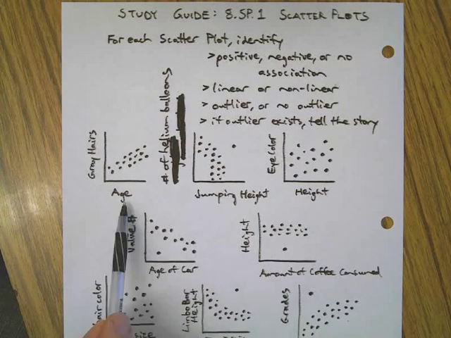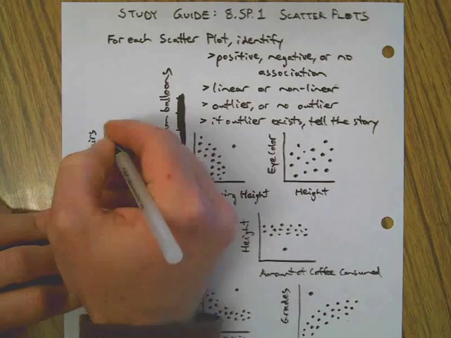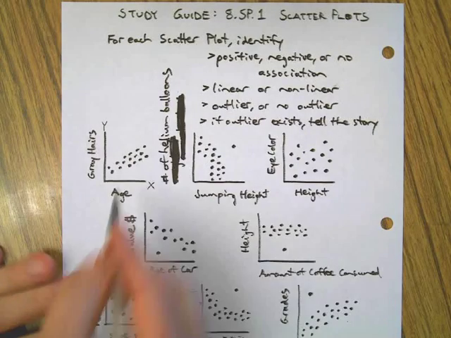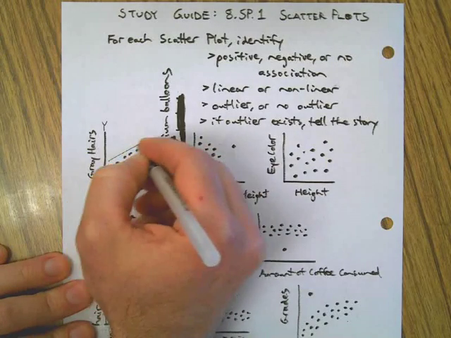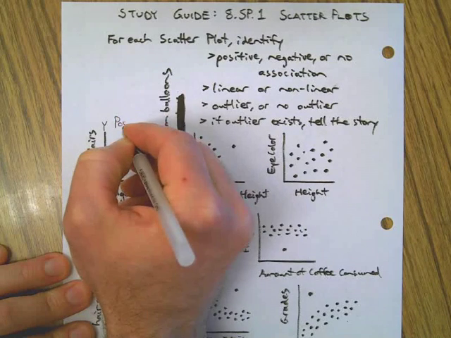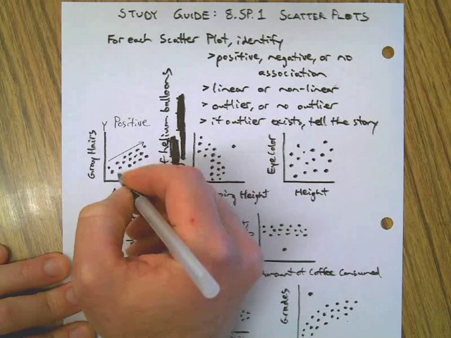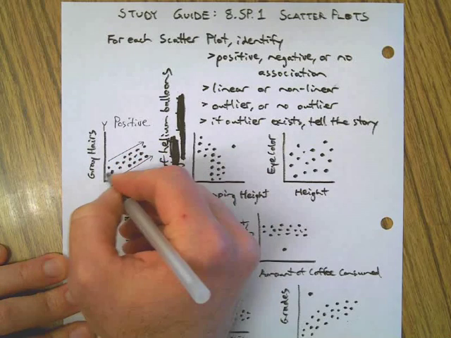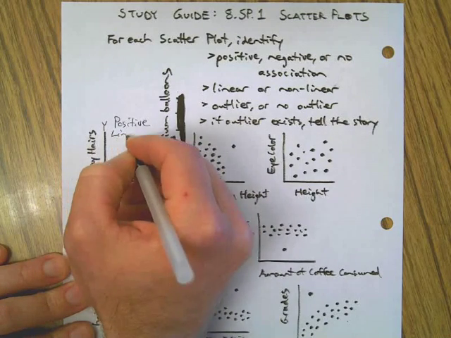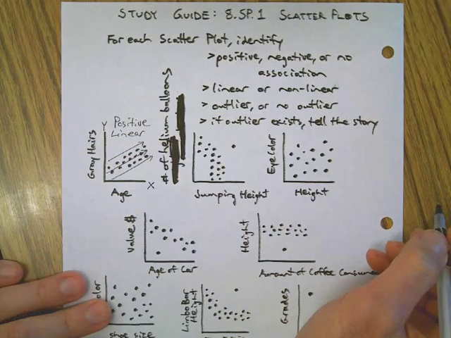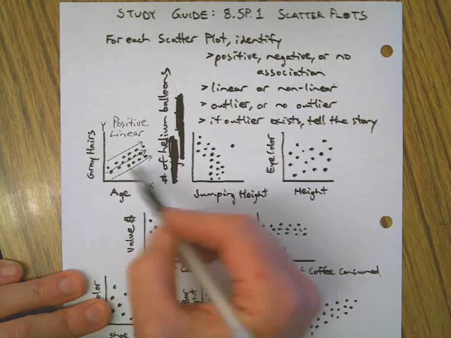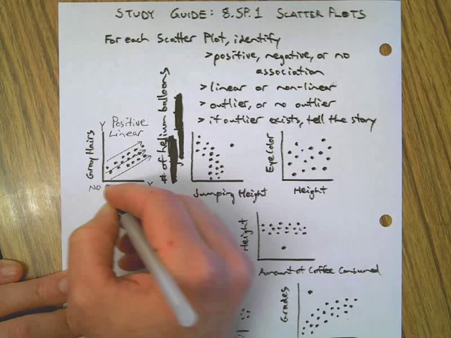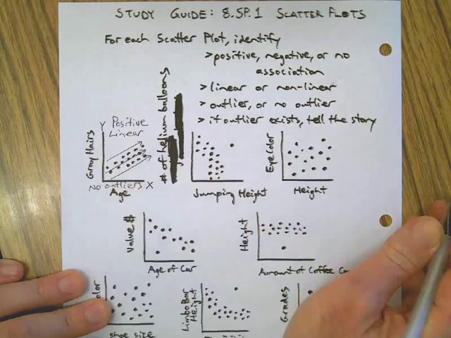Starting first with gray hair and age. Always remember that we have XY axes here. This one is positive, right? Because it's going up from left to right. It approximately forms a line, right? Even though it's a scatter plot and there's dots everywhere, it's traveling in a linear way. So that's positive linear association. And there are no outliers here, right? Everything is contained within this certain range. No outliers. That's that one.